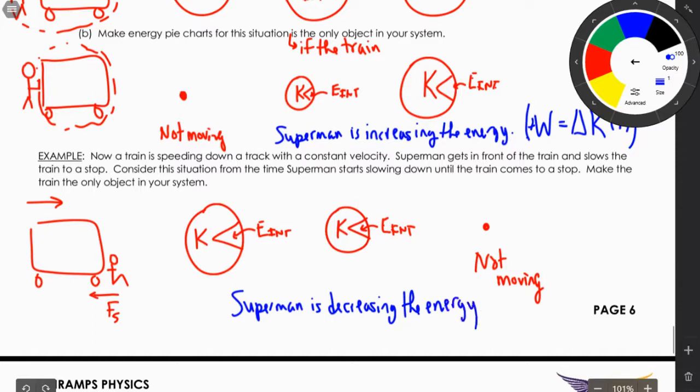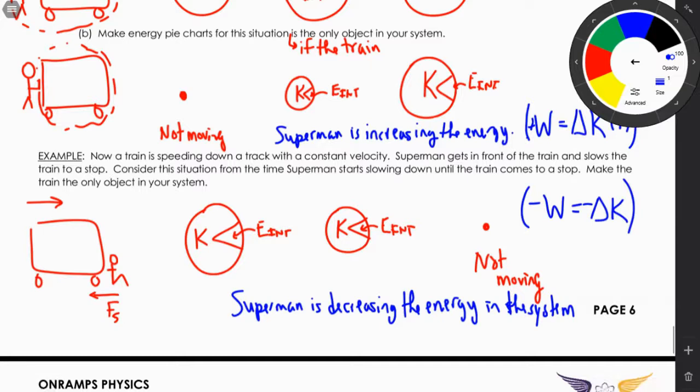So he's doing work, but he's doing negative work, okay? And so if we do our relation that we just did above, if he's doing negative work, our change in kinetic energy will also be negative. So there's the decrease in the system.